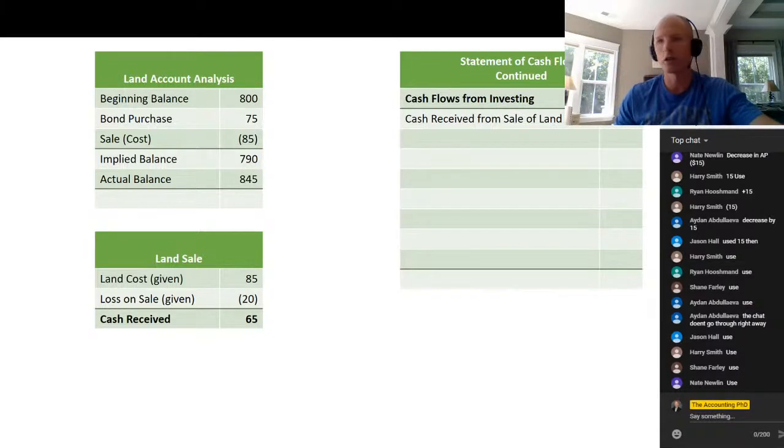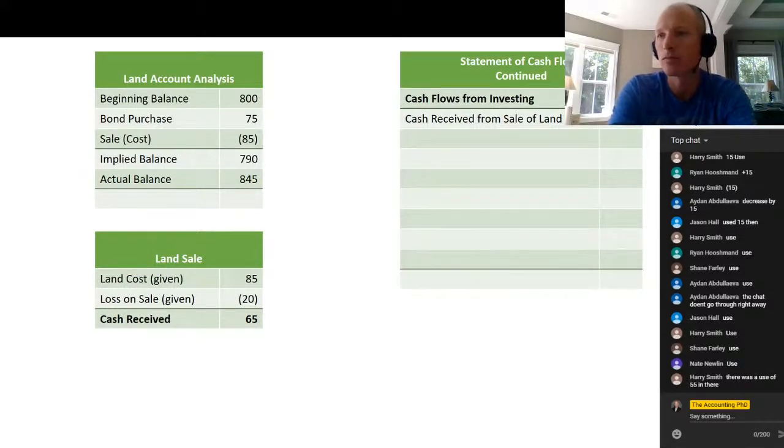Maybe a longer sentence? There was a use of 55. Give it another minute to see if anybody else wants to chime in. Anybody agree with Harry? Just give me a yes or a no.